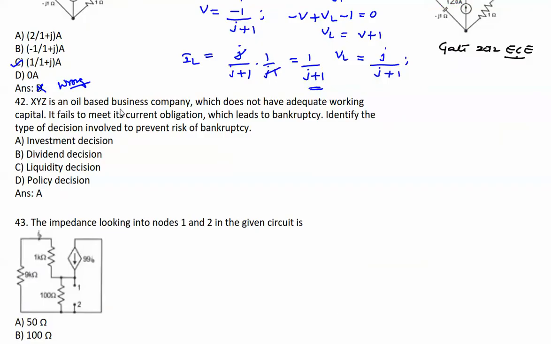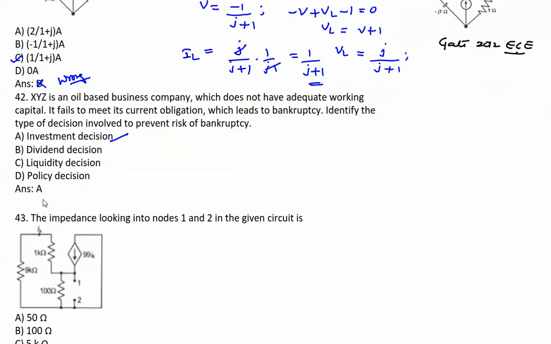XYZ is an oil-based business company which does not have adequate working capital. It fails to meet its current obligations, which leads to bankruptcy. Identify the type of decision involved to prevent the risk of bankruptcy: investment decision. So the right answer is investment decisions.